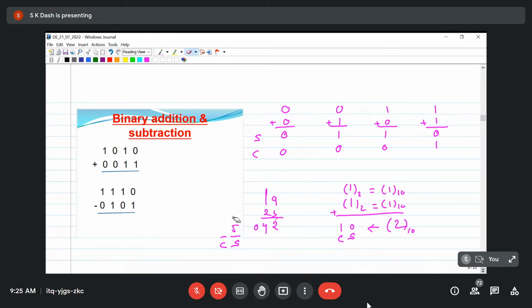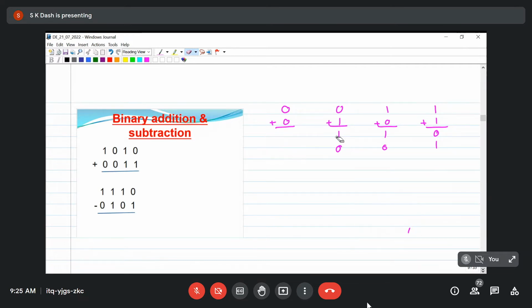Next, subtraction. Okay, like we got two outputs in case of addition, similarly, what will happen in subtraction? How many outputs should we get in subtraction? Again, same thing. It is similar to addition only.